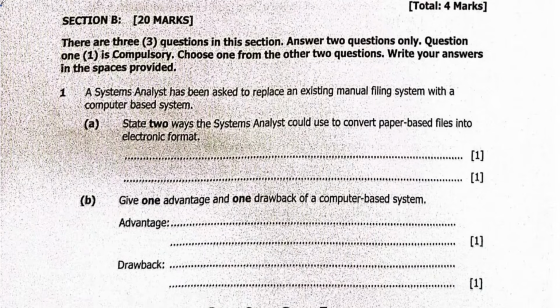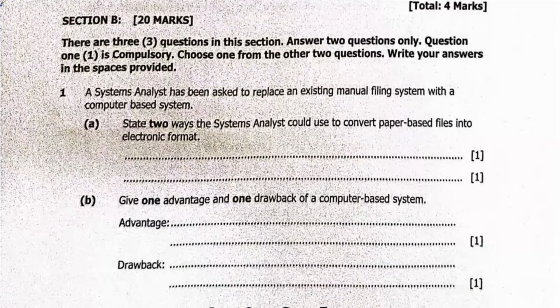Section B, let's start. There are 3 questions in this section. Answer 2 questions only. Question 1 is compulsory. Choose one from the other 2 questions. Write your answers in the spaces provided.